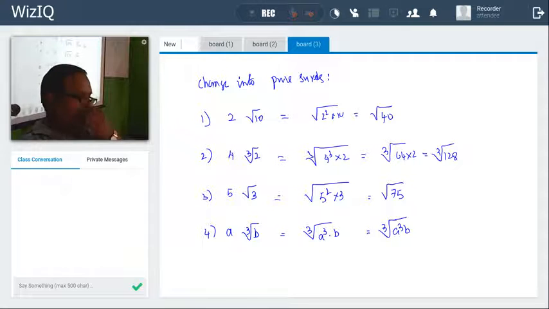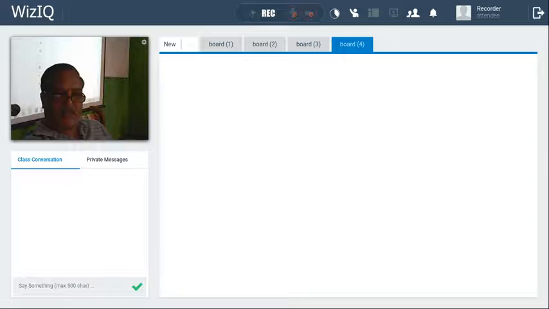Okay. So this is very, very important. Now let us do from the other area also. Other area. What is the other area? Change, convert, mix pure surds into mixed surds.